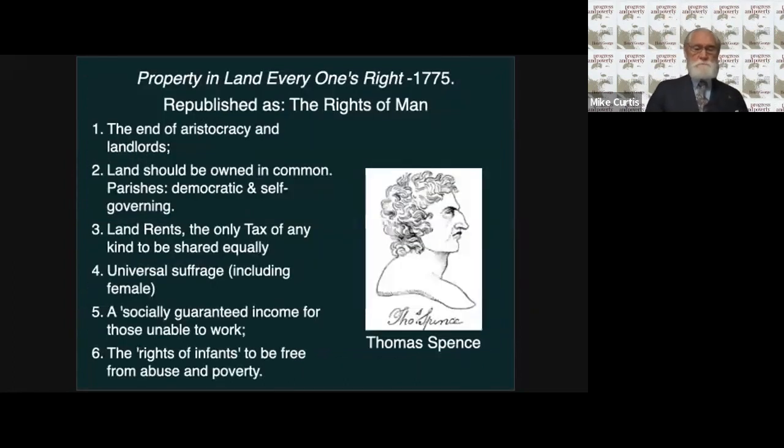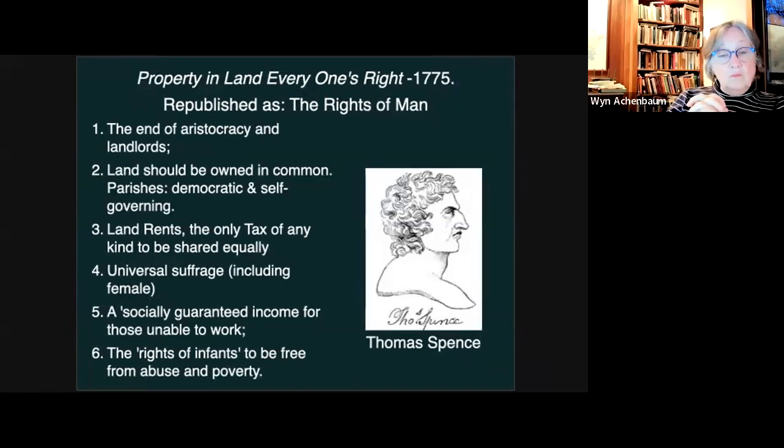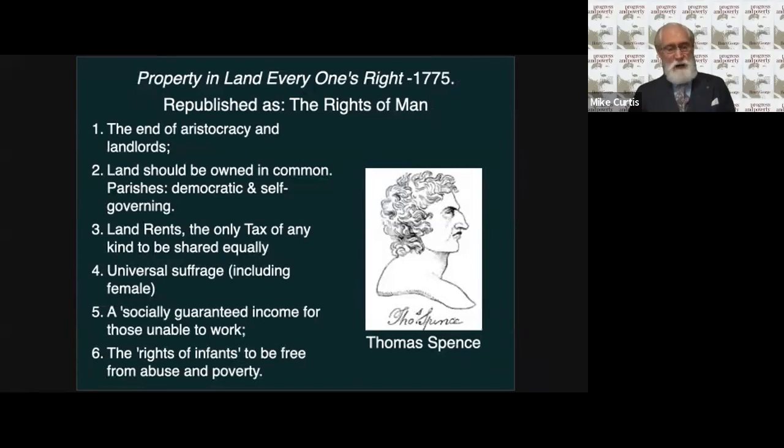Thomas Spence, Property in Land, Everyone's Right, in 1775, republished as The Rights of Man, the end of aristocracy and landlords. Land should be owned in common, parishes democratic and self-governing. Land rents, the only tax of any kind, to be shared equally, universal suffrage, including female, a socially guaranteed income for those unable to work, the rights of infants to be free from abuse and poverty.